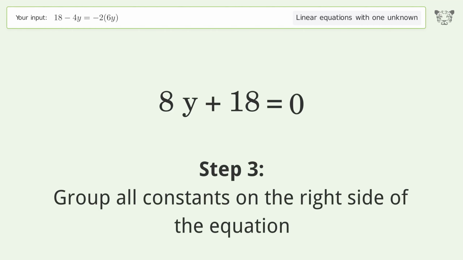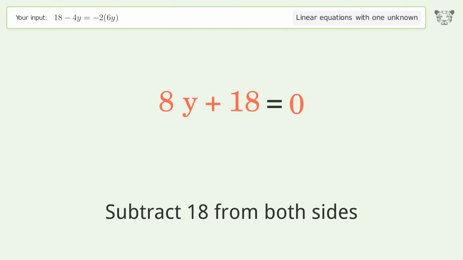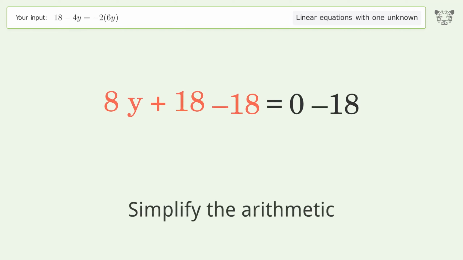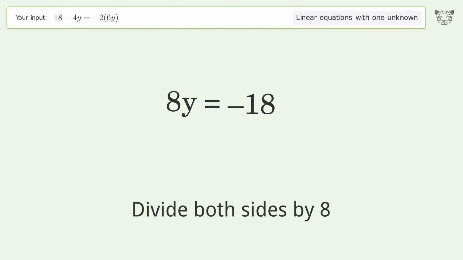Group all constants on the right side of the equation. Subtract 18 from both sides. Simplify the arithmetic. Isolate the y. Divide both sides by 8.